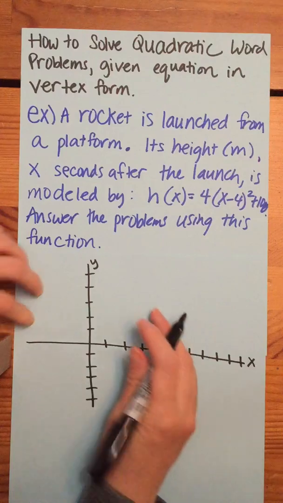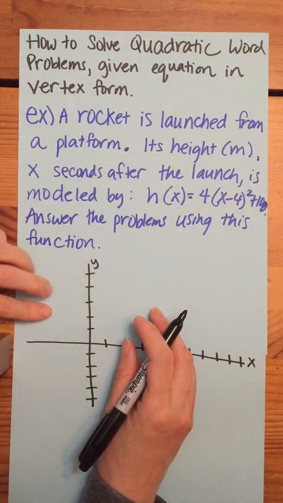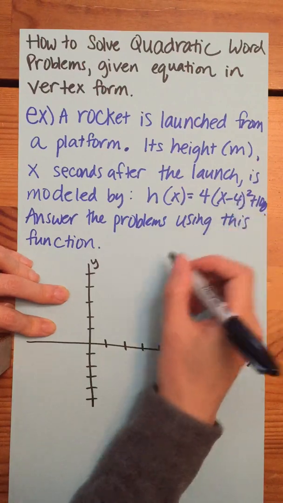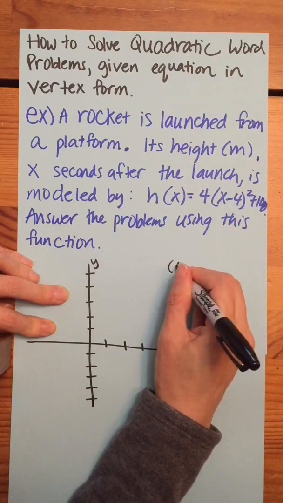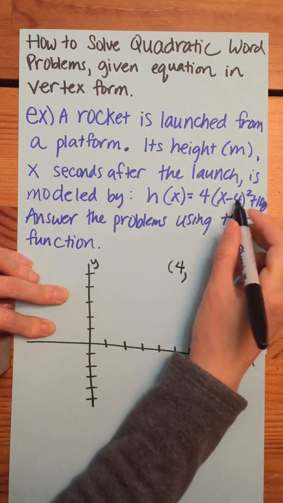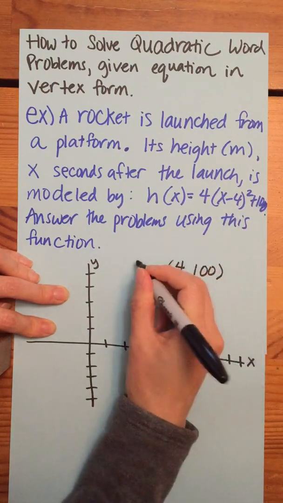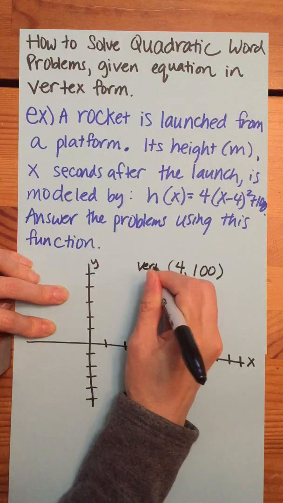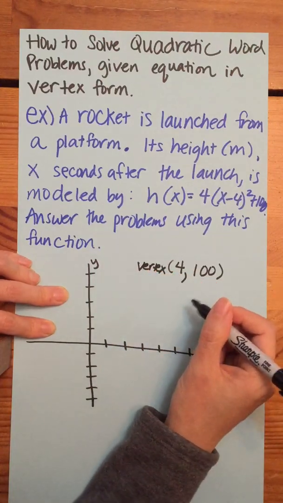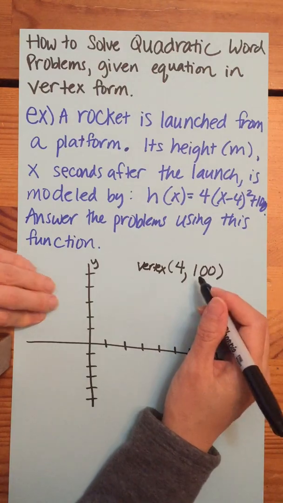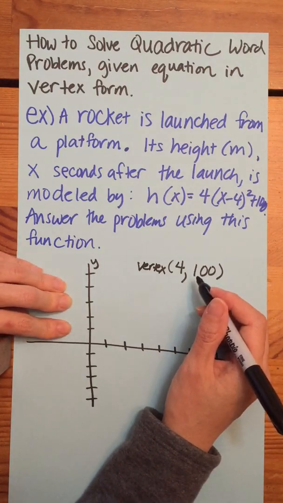So because the equation was given to us in vertex form, the vertex is very easy to find because whatever's subtracted inside the parentheses is the x value of the vertex. So that's 4, because 4 is subtracted, and then the outside number is the y of the vertex. So I know straight off the bat that my vertex is 4, 100. And then I'm going to need a couple other points to graph my parabola.